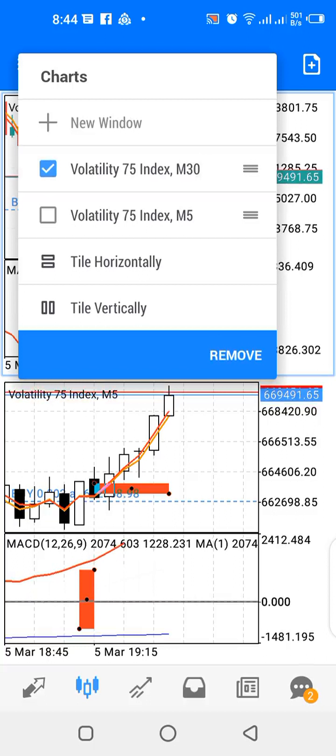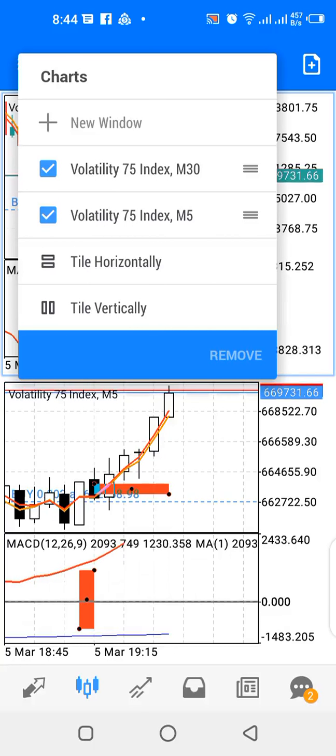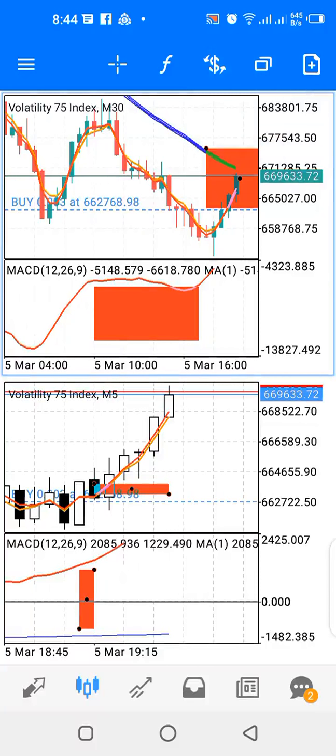I'm checking the first window as 30 minutes. M30 is for 30 minutes. I'm checking the second window. M5 is for 5 minutes. So I can tile it horizontally, I can tile it vertically. So that's what you press on for you to divide your MT5 into 2 windows. Let me uncheck so that I'll still maintain my 2 windows. So that's that for this strategy.